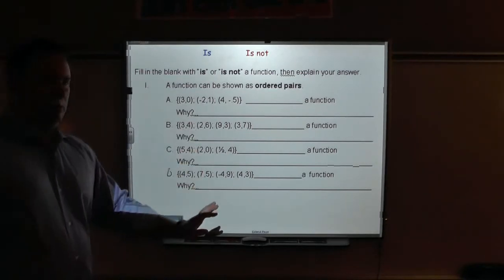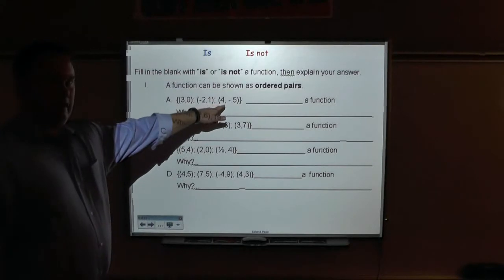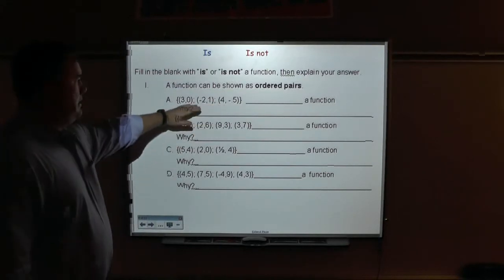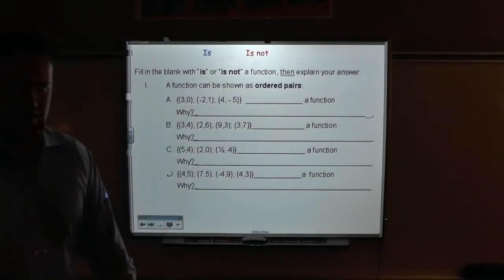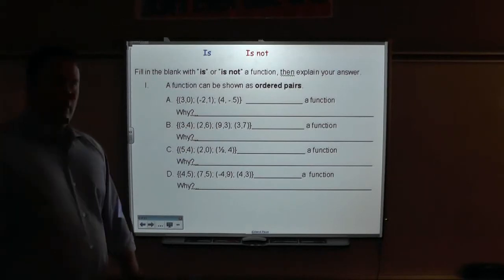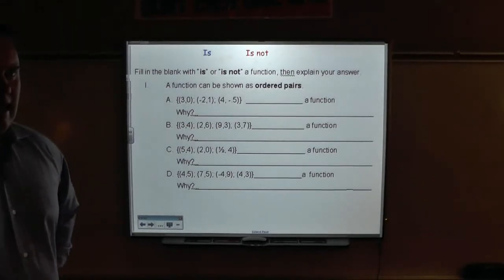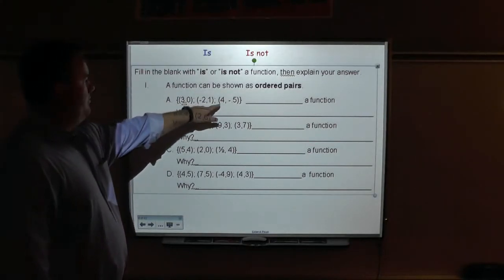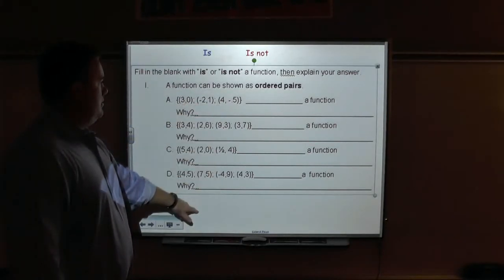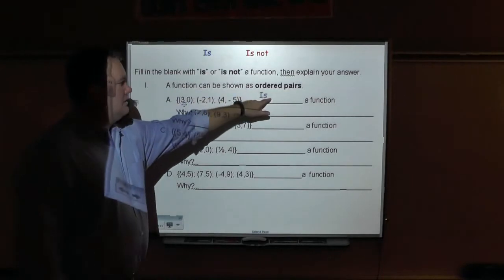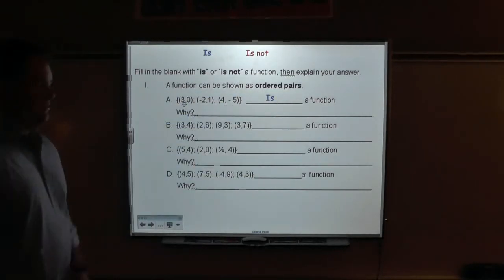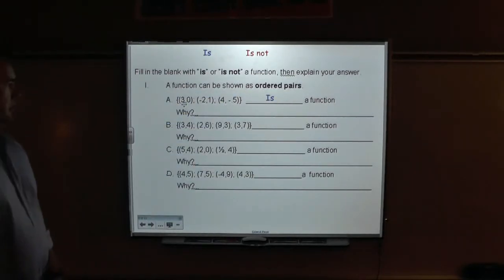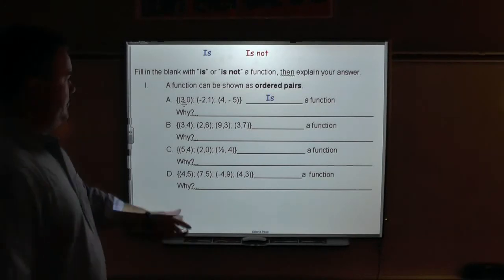So, here's your rule. If x ever repeats in that set of ordered pairs, it is not a function. If x ever repeats, it is not a function. So, if we look, A, 3, negative 2, 4, those are your values of x. So, x doesn't repeat. So this is a function. Alright, and again, it's because x doesn't repeat.